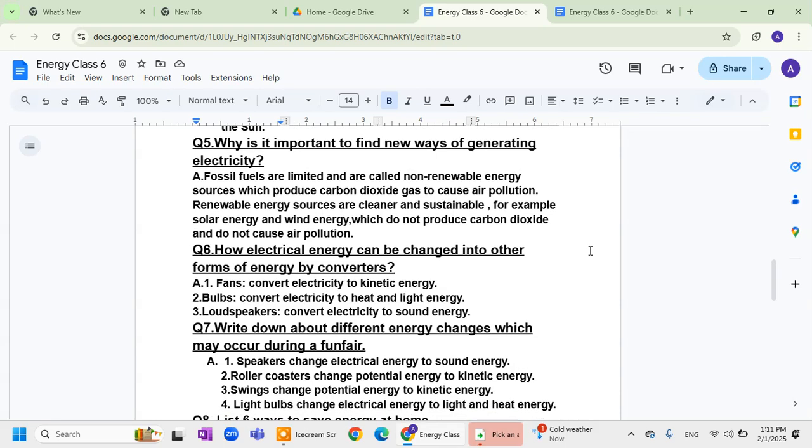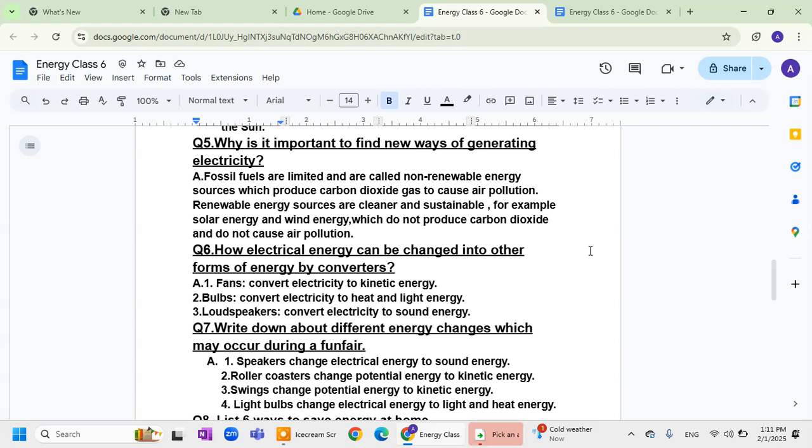Question number 5. Why is it important to find new ways of generating electricity? Answer: fossil fuels are limited. It means they will end soon, within 300 or 400 years. Fossil fuels are called non-renewable energy sources, and they produce carbon dioxide gas, which causes pollution in the air.